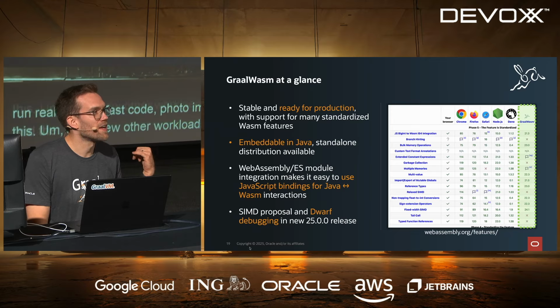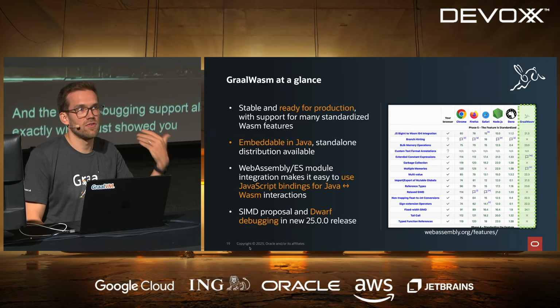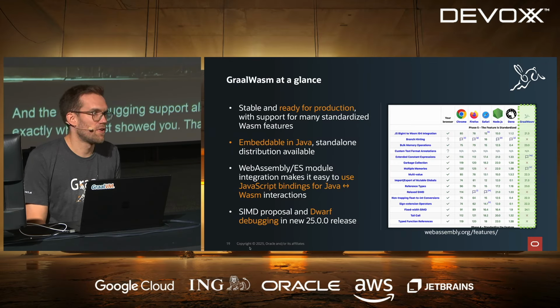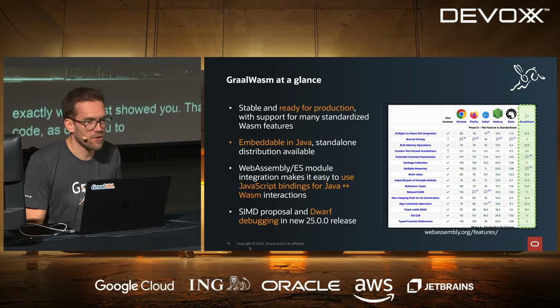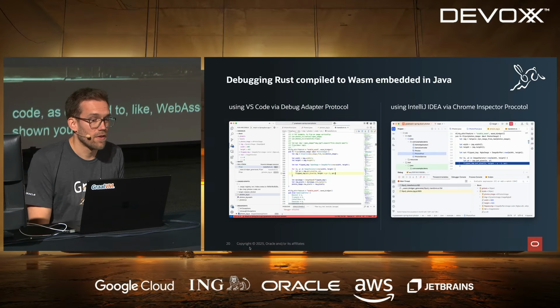And the draft debugging support also landed in this release, and that's exactly what I just showed you. That allows you to debug through Rust code as opposed to WebAssembly machine code. I also already showed you the two IDEs that can be used for debugging.